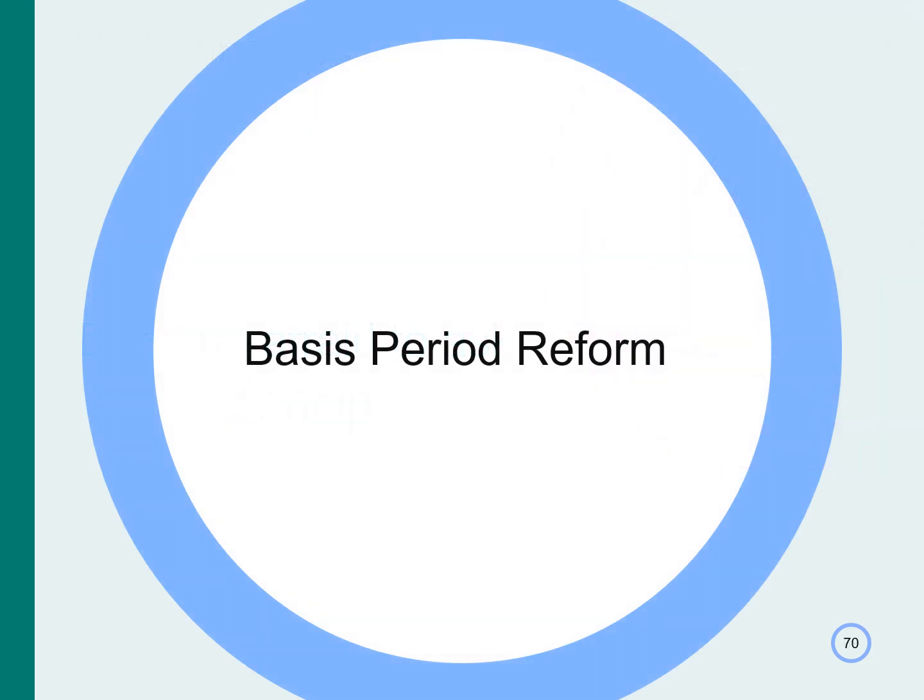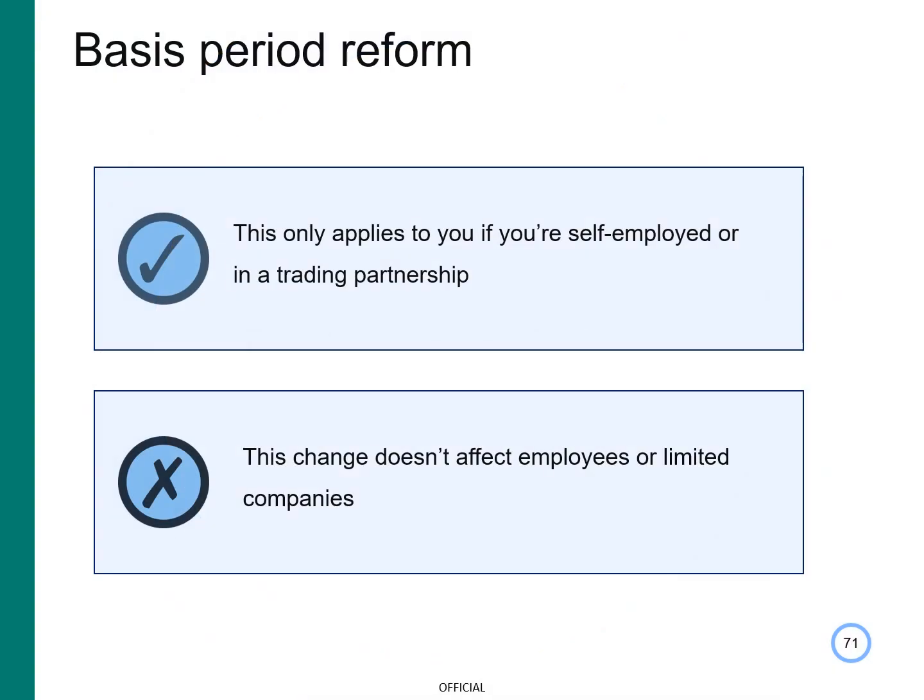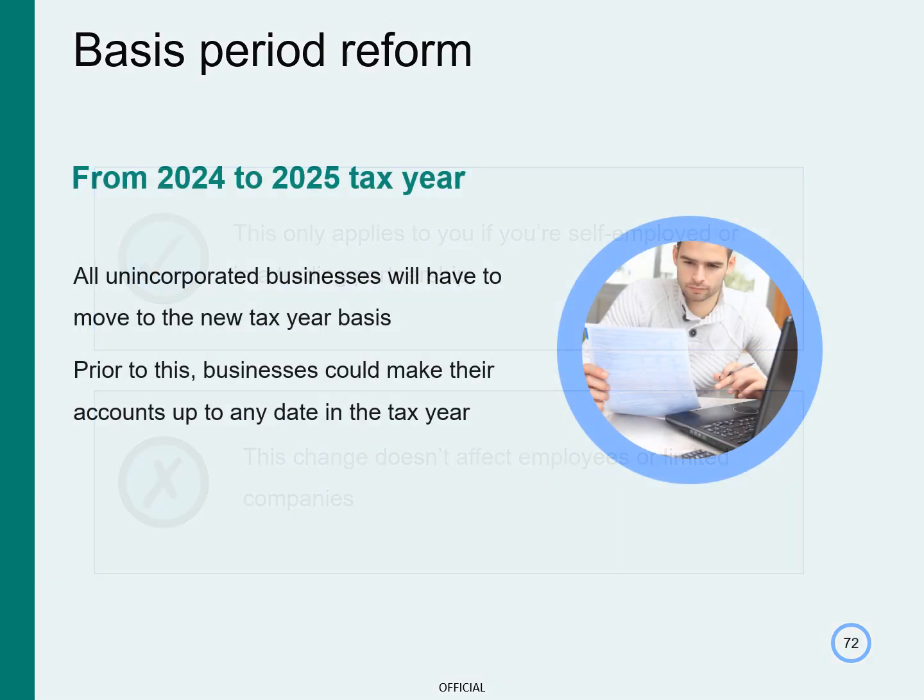Finally, here's some information about changes to basis periods. This only applies to you if you're self-employed or in a trading partnership. This change doesn't affect employees or limited companies. From 2024 to 2025, all unincorporated businesses will have to move to the new tax year basis. Prior to this, businesses could make their accounts up to any date in the tax year, for example, the 1st of June to the 31st of May.